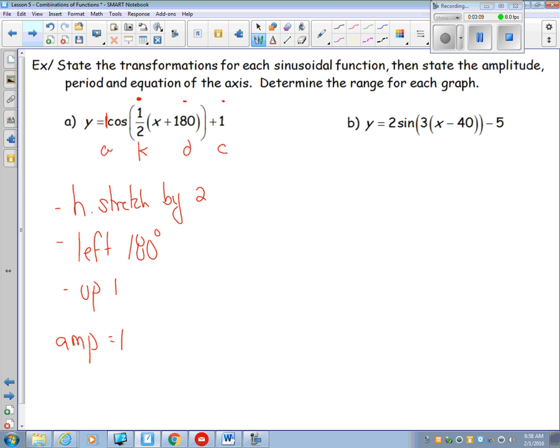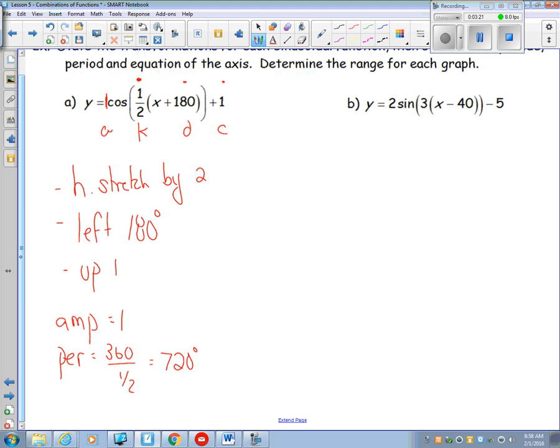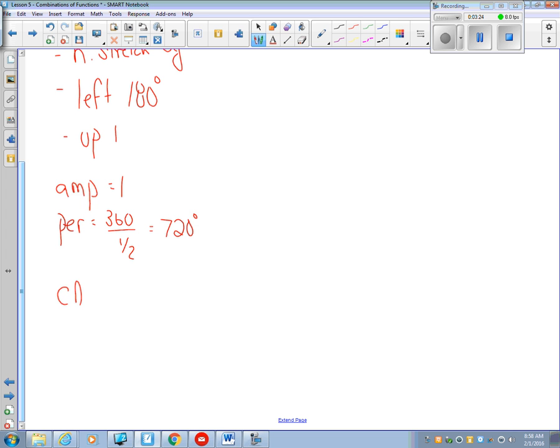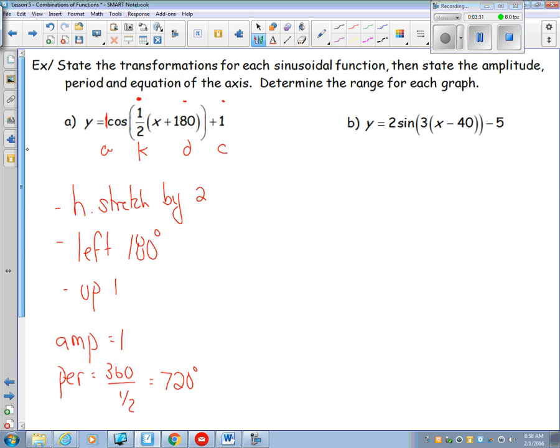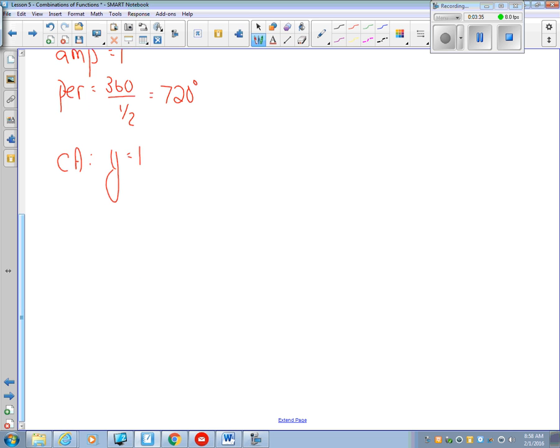The period, we have that nice equation. Period is 360 divided by k. We just said k was 1/2, so we end up with 720 degrees. And c is our central axis. When I do the equation of the axis, well, I already have that. I just write down y is 1. Okay, and there's my 3 important properties. Now the last part wants us to get the range for each graph. We haven't done range in a while, but you might remember that range should look like y between 2 numbers.